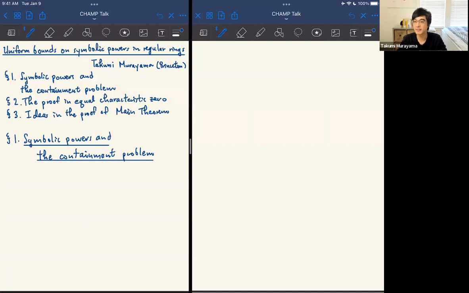Before I begin my talk, let me give you a brief outline of the organization of the talk. First, I'll talk about symbolic powers and the containment problem. Then I want to give you the idea of the type of proof we'll want to mimic by showing you the proof in equal characteristic 0. And then the last thing I'll do is tell you some ideas from the proof of the main theorem. But of course, you could always read the paper if you want more details. But with that, let me get started.